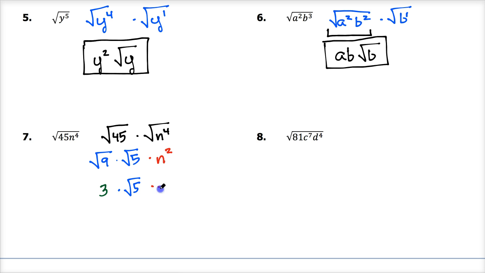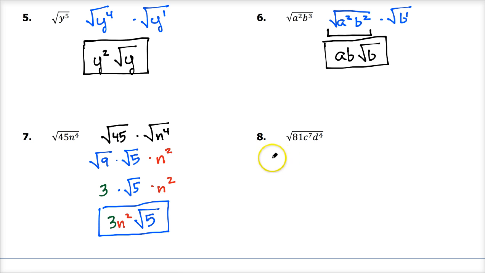And my final answer is going to be 3 n squared radical 5. Whenever we're writing our answers, we always put whole numbers first, followed by variables, followed by the radical part. So 3n squared radical 5 is the correct order for how to write our answer.